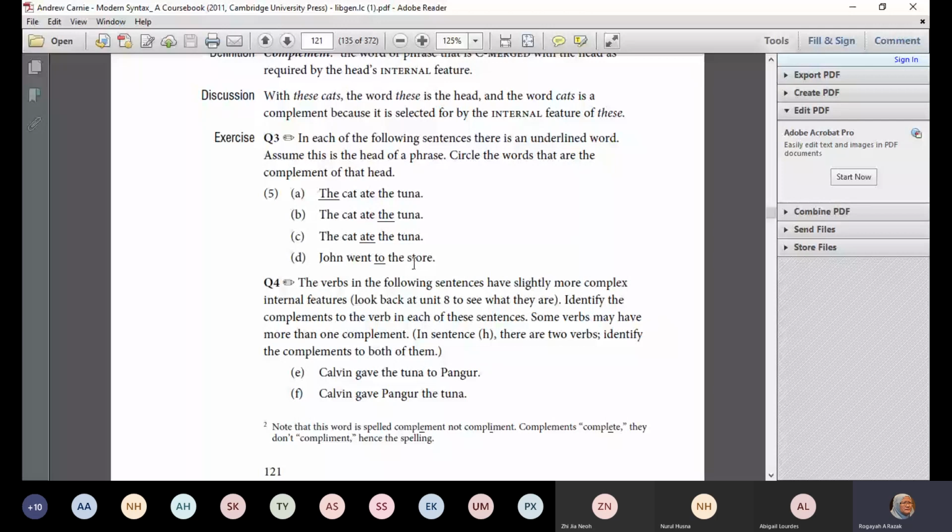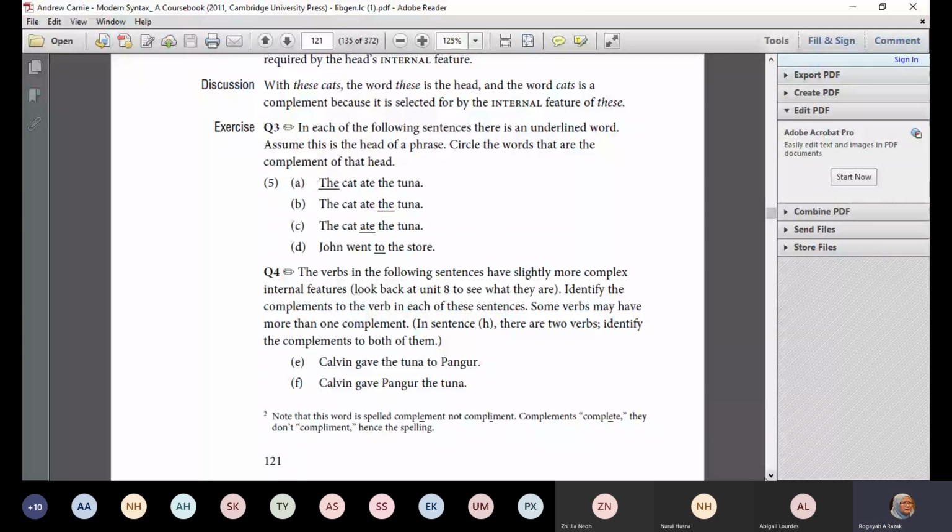And then John went to the store. If you look at this part of the sentence, it is a constituent, to the store. And to, being the preposition, is the head of the prepositional phrase. So the store is the complement to the preposition. So in the specification of to, you will say that you need a certain noun which has this feature. So apparently the store will be able to fulfill that feature.